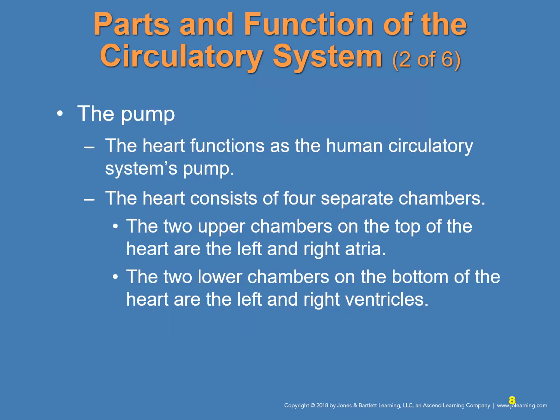Parts and function of the circulatory system. The pump. The heart functions as the human circulatory system's pump. The heart consists of 4 separate chambers. The 2 upper chambers on the top of the heart are the left and right atrium. The atria are somewhat less muscular than the ventricles. They serve as reservoirs for blood flowing into the heart from the body and the lungs. The 2 lower chambers on the bottom of the heart are the left and right ventricles. The ventricles are the larger chambers and do most of the actual pumping.